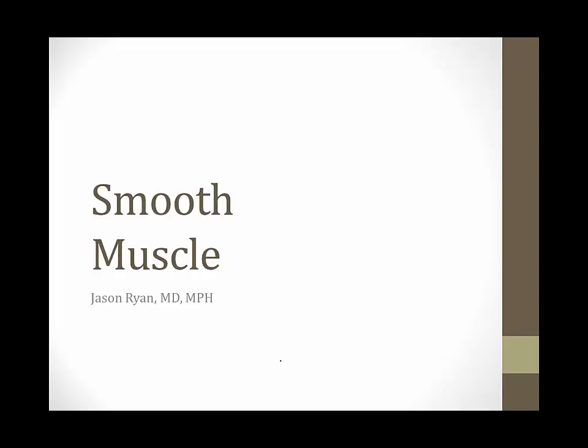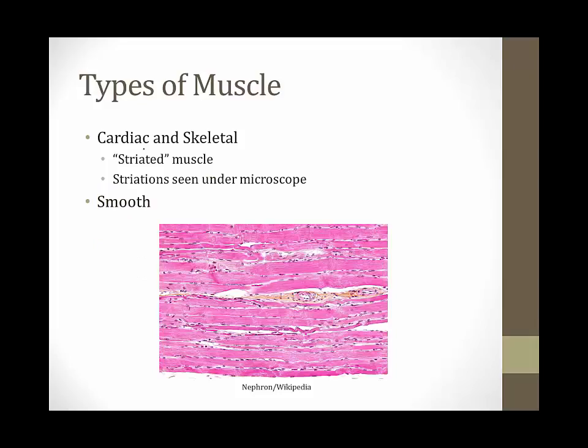Hello everyone and welcome to our module on smooth muscle. Cardiac and skeletal muscle are considered striated muscle, and that's because when you look at these types of muscle tissues under the microscope, you can see striations, which means lines or markings. On the screen is a picture of skeletal muscle under the microscope, and you can see little lines if you look closely in the muscle cells. Those are the striations of striated muscle.